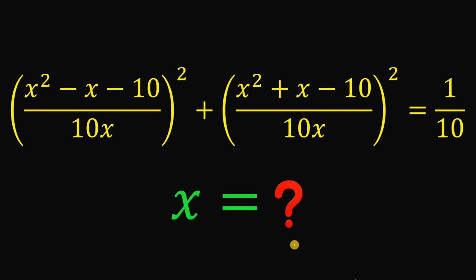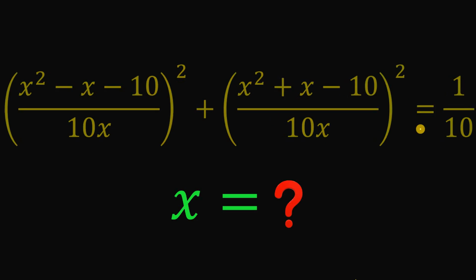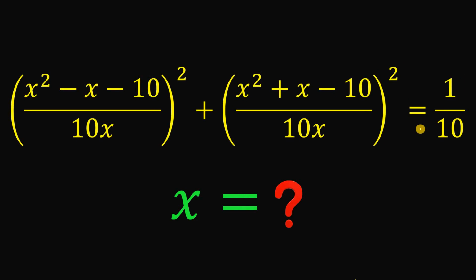Can you solve this math challenge? Here's the question. Given (x squared minus x minus 10) all over 10x, raised to the power of 2, plus (x squared plus x minus 10) all over 10x, raised to the power of 2, equals 1 over 10, then the goal is to find all possible values of x that satisfy this equation.